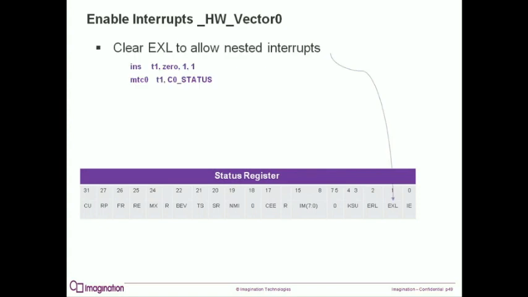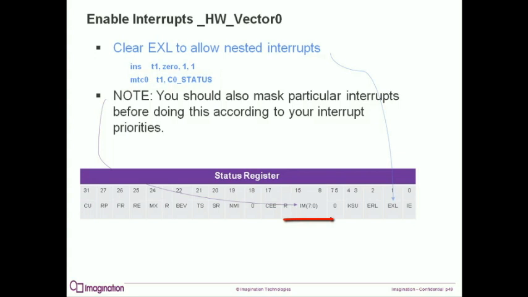To enable nested interrupts, I must clear the EXL bit of the status register. Register T1 holds the value of the status register, so I don't need to get it again, and since I have already saved the value to the stack, I can make changes to the T1 register. I use the insert instruction to insert a 0 into bit 1 of the register, which is the EXL bit, and move it back to the status register. One thing to note, you should also change the interrupt mask to mask out interrupts of equal and less than the priority level you are servicing.